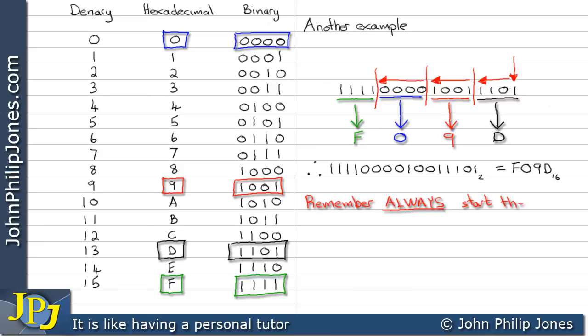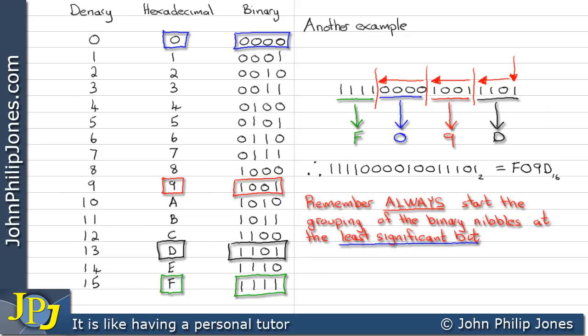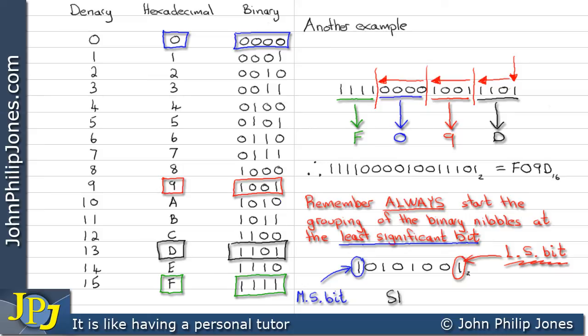Remember, always start the grouping of the binary nibbles at the least significant bit. So for example, if we look at this, that's the least significant bit there. This is the most significant bit. So you must start your groupings from here.